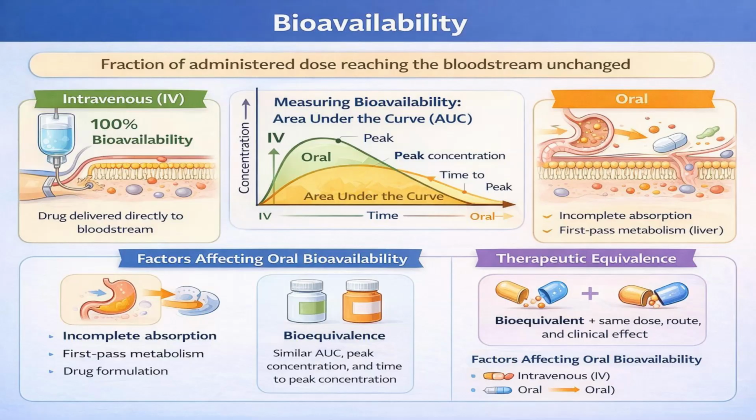Bioavailability is measured using the area under the plasma concentration time curve, or AUC. Drugs are considered bioequivalent when they have similar AUC, peak concentration, and time to peak concentration. Therapeutic equivalence requires bioequivalence as well as the same dose, route of administration, and clinical effect.